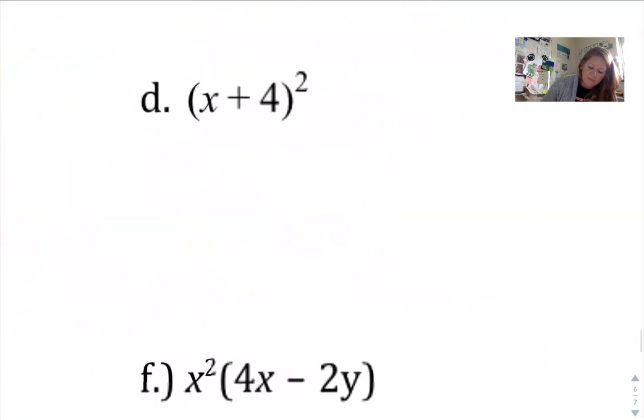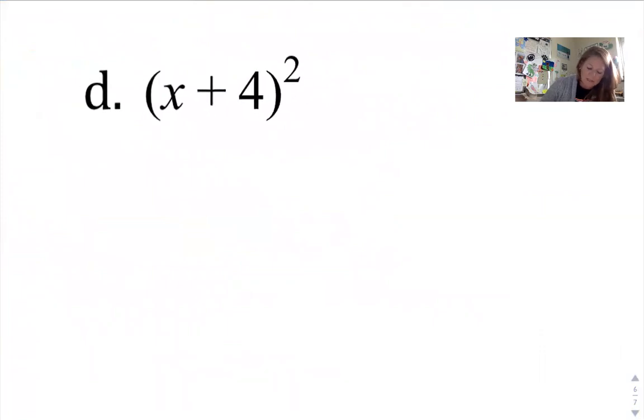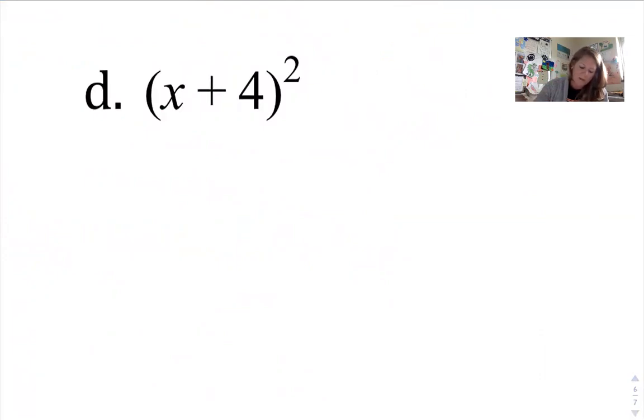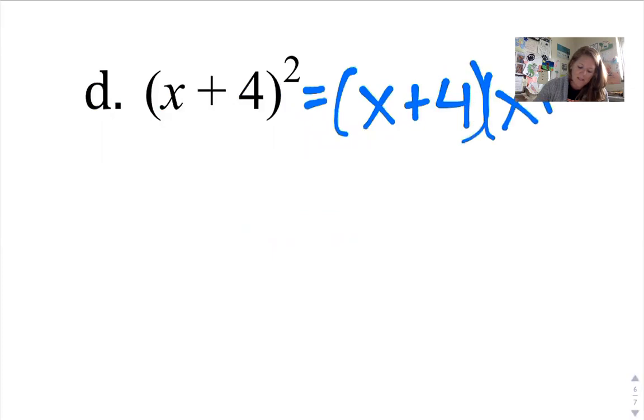So for letter D, a common mistake for this problem is that people always say, oh, it's x squared plus 16. You don't realize how many times we get that. It is not. You are missing that middle piece. So what you want to think about is that we have x plus 4 times itself. That's what that squared represents.